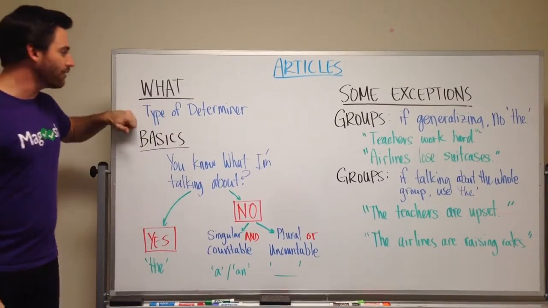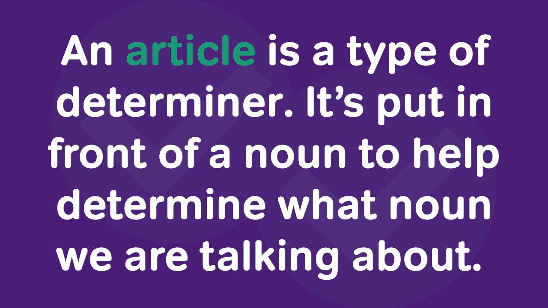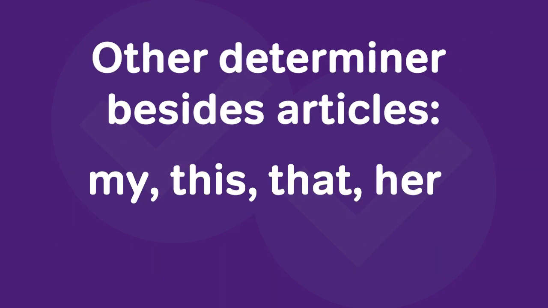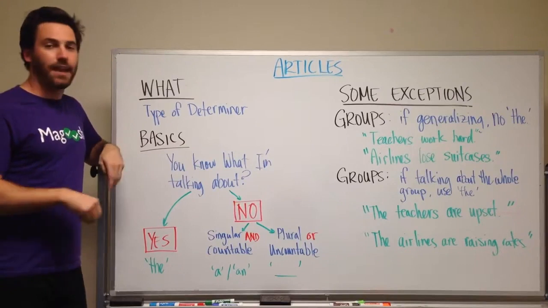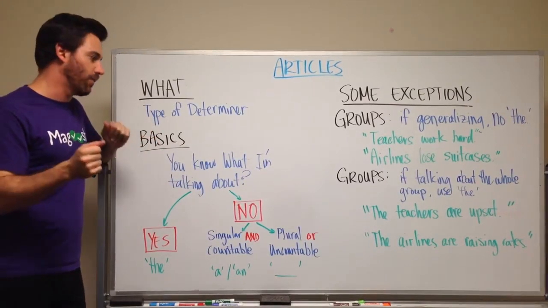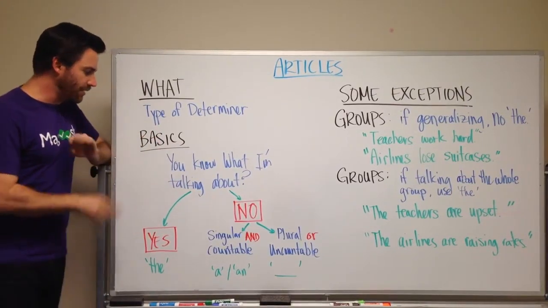So, an article is a type of determiner. It's something we put in front of a noun that helps to determine what noun we are referring to or talking about. Some other determiners besides articles are words like my, this, that, or her. Again, these all designate what noun we are referring to. So here are the basics.